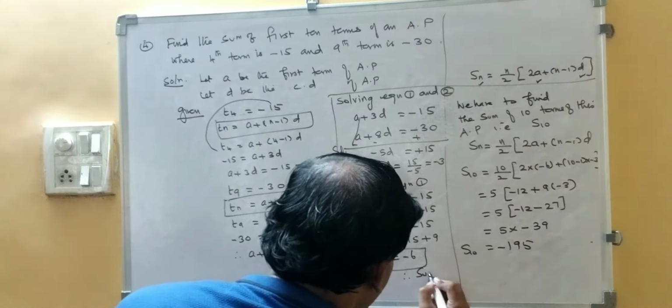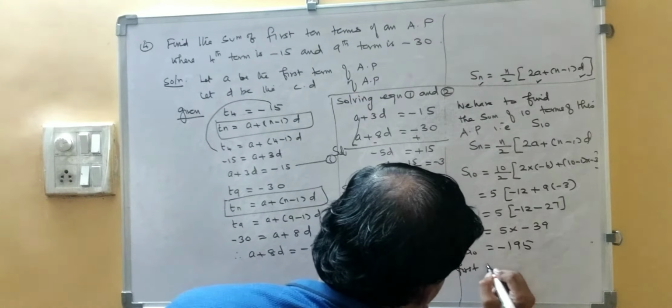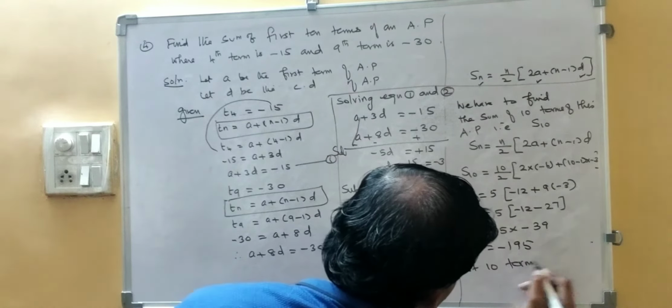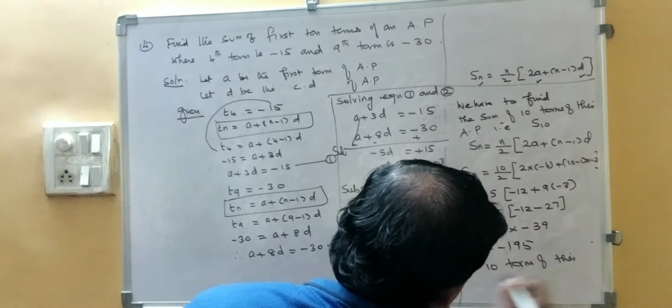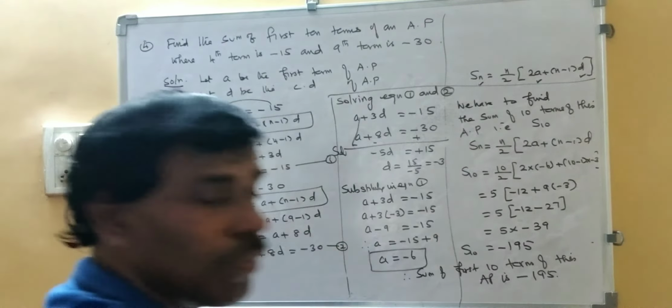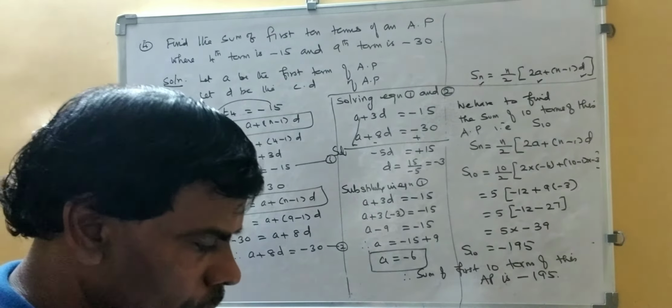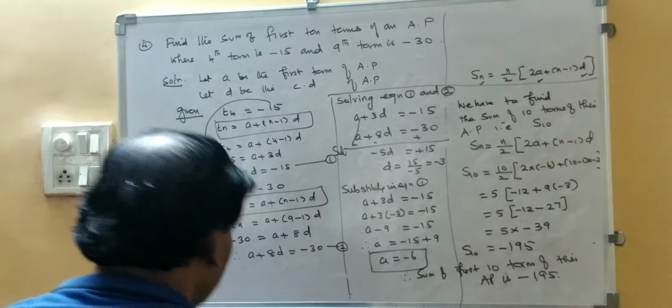Therefore, the sum of first 10 terms of this AP is minus 195. I hope everybody understood these things. Okay, this is very simple. Now next one we will do.